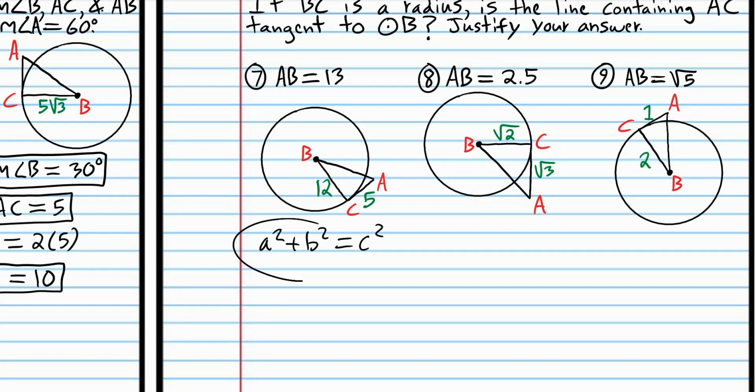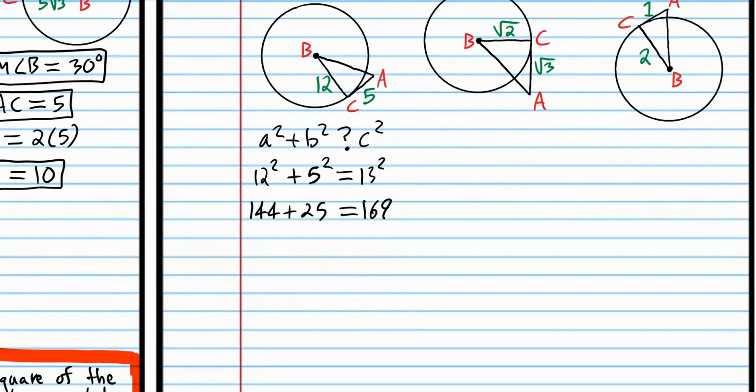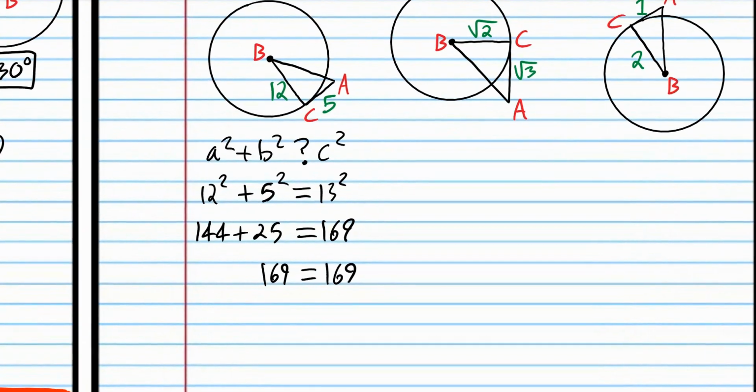We don't know if this relation is true yet, but we're going to plug it in and see if it's true. And so I should probably write maybe a question mark there rather than an equal sign, because we don't really know if it's true. A is going to be 12, B is going to be 5, and C is going to be 13. So we get 144 plus 25 is equal to 169. You can use your calculator for that if you want. And we end up with 169 is equal to 169. So it is true.